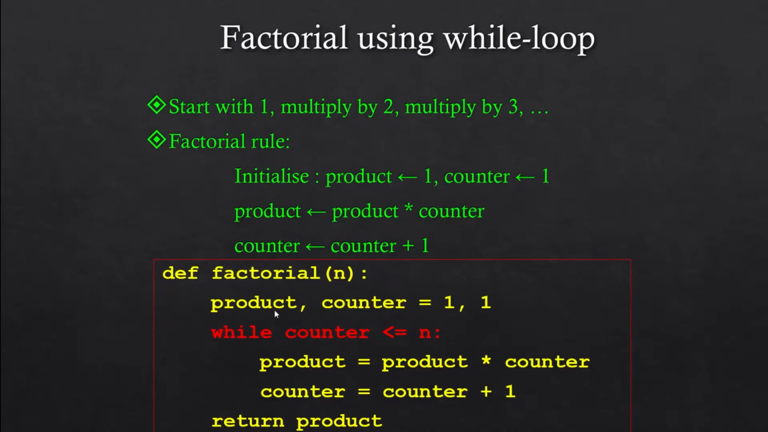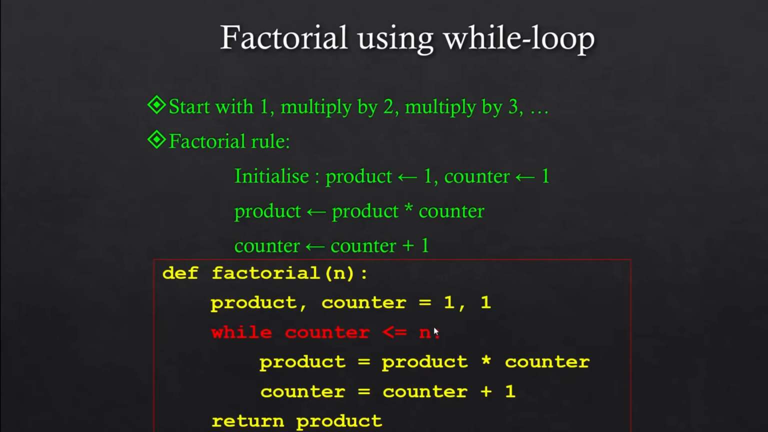So I define product and counter to be both equal to 1. And the condition is while counter is less than or equal to n. When that is true, my product will be increased by product times counter. Okay, it's important to increase counter by 1 over here. So this code will keep on running until my counter is greater than n, then it will stop. When it stops, it will return me the product.